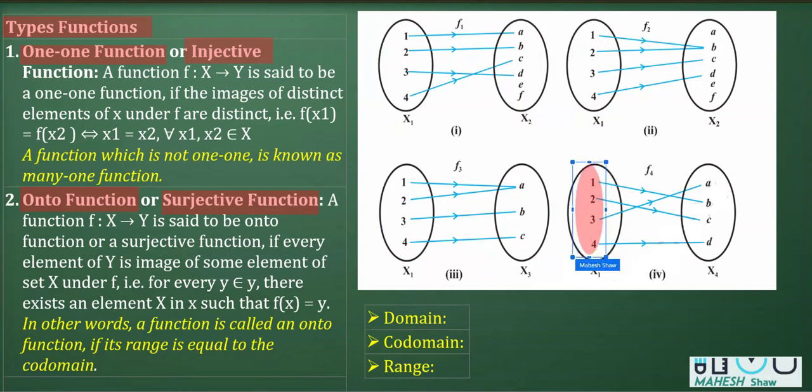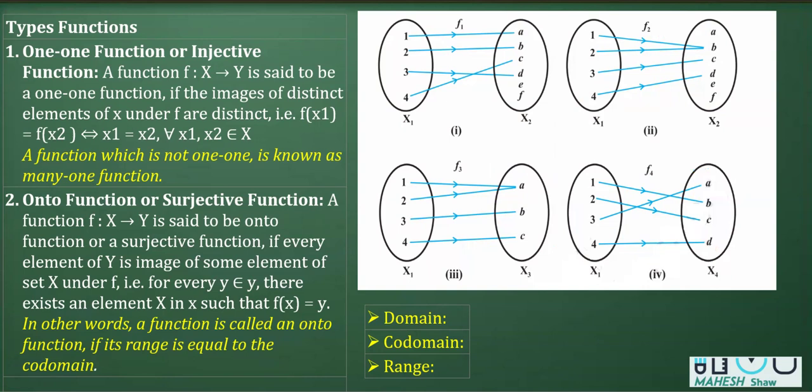Now let's understand the range. Before that, we should have the idea about the codomain. The codomain is all the elements present in the second set. So all the elements present in the second set are called the codomain. We can see that for the first arrow diagram, it is A, B, C, D, E, F. For the second, it's the same: A, B, C, D, E, F. For the third, it is A, B, C. And for the fourth, it is A, B, C, D.